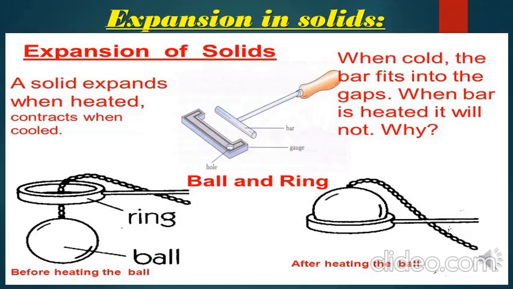Another example is the ball and ring. As you can see in this diagram, on the left side, before heating, the ball moves easily through the ring. But on the right side, after heating, it is not able to move through the ring. Why? Because now the size of the ball has increased. It expands due to heating. That's why it is not possible for the ball to move through the ring easily. That's how expansion takes place in solids.